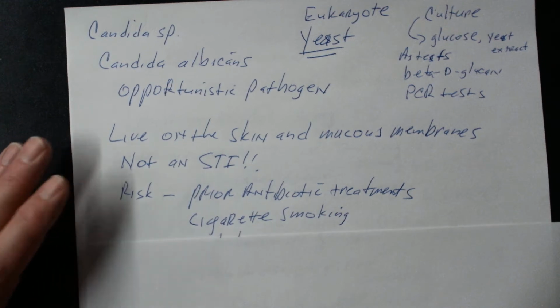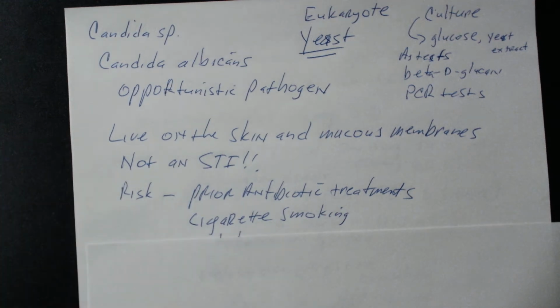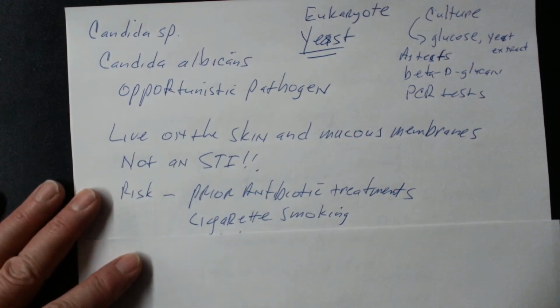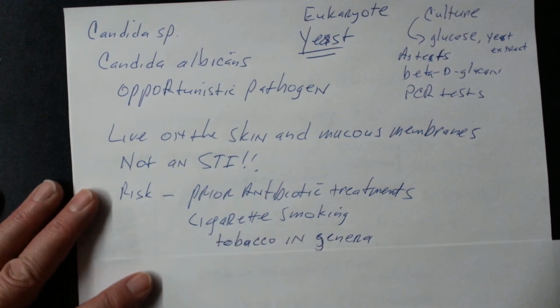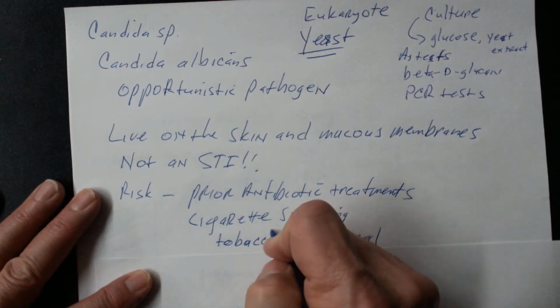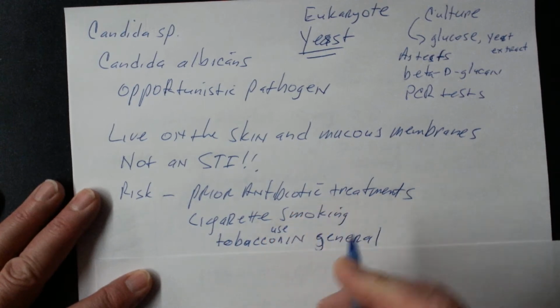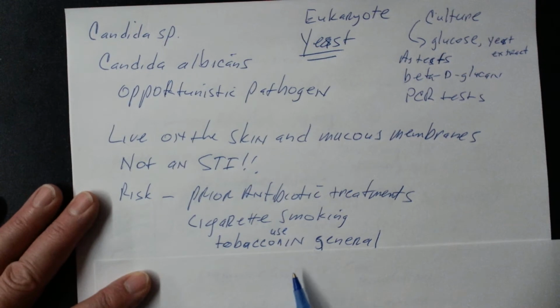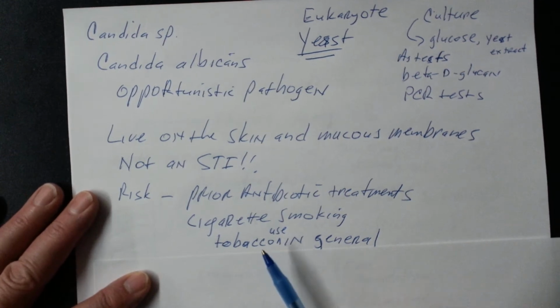Cigarette smoking is also a risk factor, because it interferes with the growth of normal flora. This will also predispose you to Candida infections of the mouth, so-called oral thrush. Tobacco use in general, so chewing tobacco or cigars, will do this. Some might be wondering about vaping. There's not a lot of data on vaping. I would imagine vaping increases the risk, but there's just not much data on that yet.